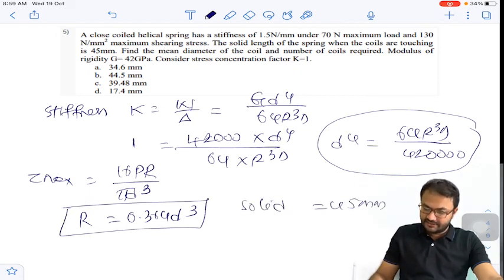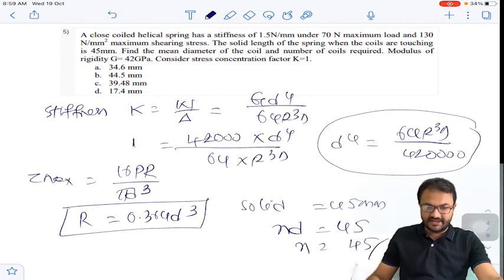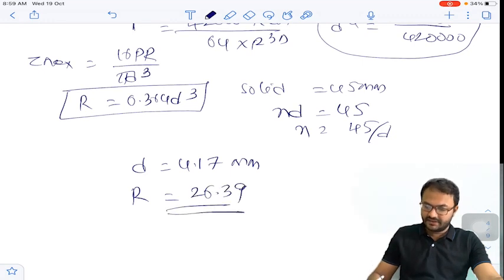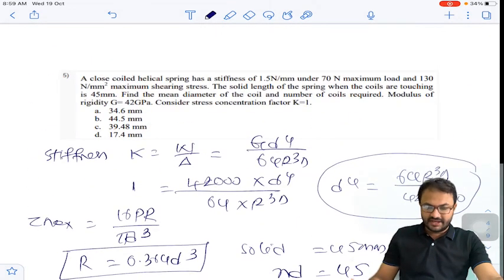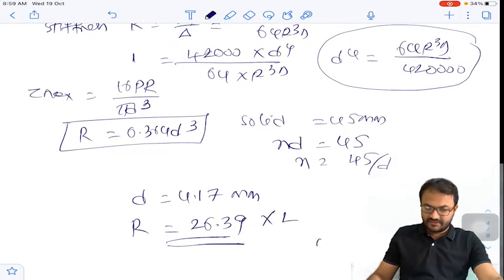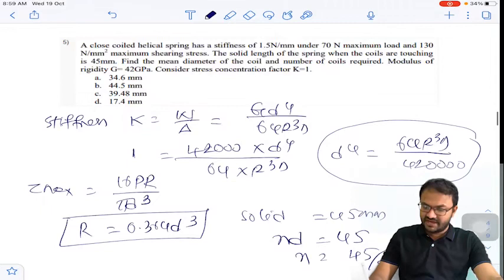That solid length is equal to N d. N number of turns into 1 diameter is the solid length. N d is equal to 45, so N is equal to 45 divided by d. So you will get d is equal to 4.17 mm. From this value, you will get R is equal to 26.39. From this, into 2, you will get the diameter. Okay, so this is approximately the maximum value. Here the option is option B for question number 5.